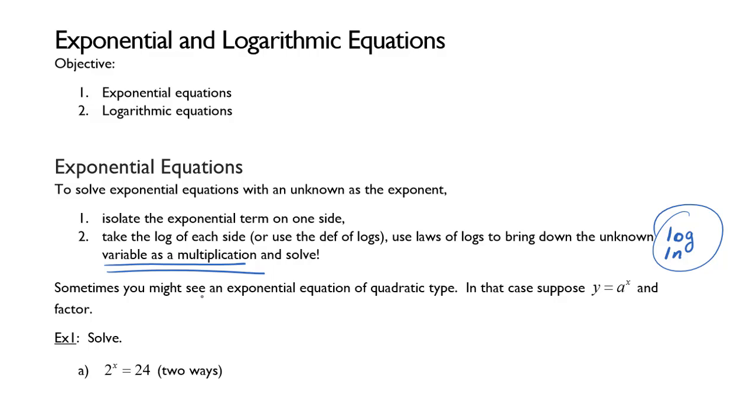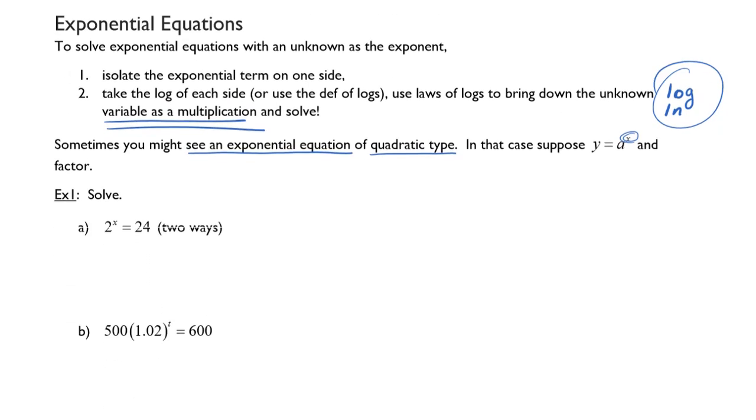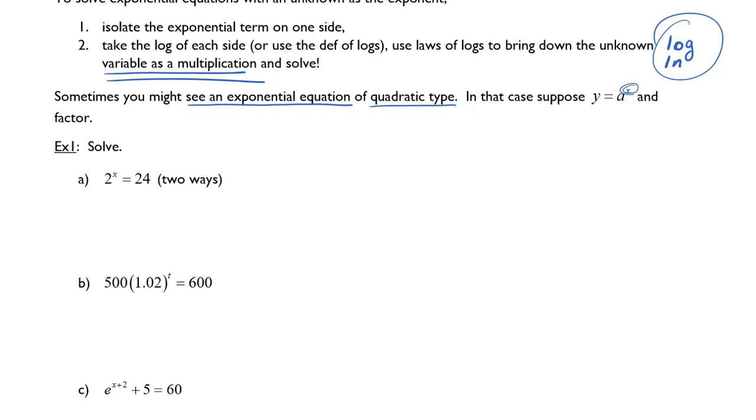So sometimes you might see an exponential equation of quadratic type, and in this case you would suppose that y equals a to the x, where the x portion is quadratic, and then you'd factor it. We'll talk about that further if we come across one. So let's look at the first example here.